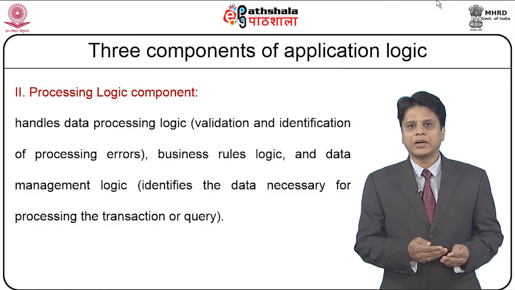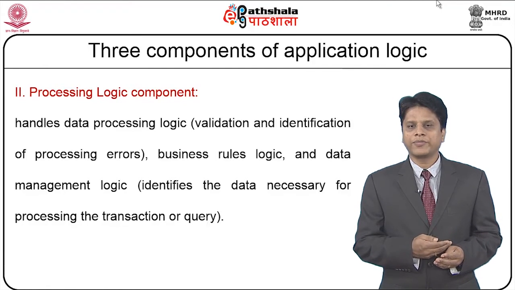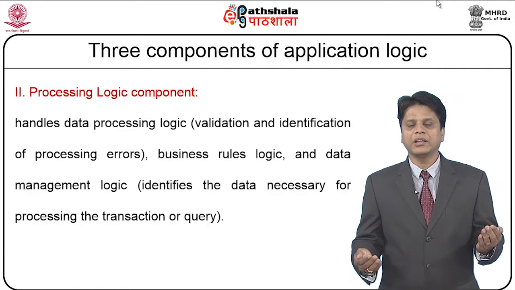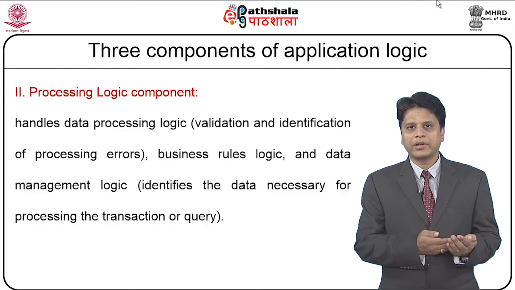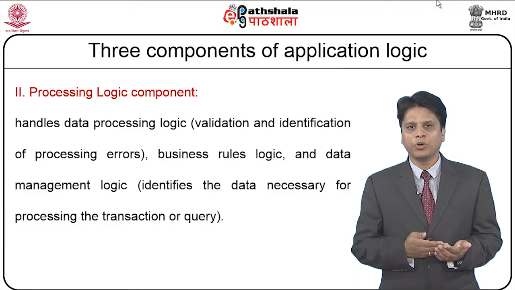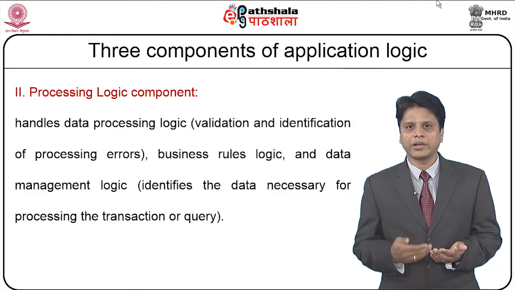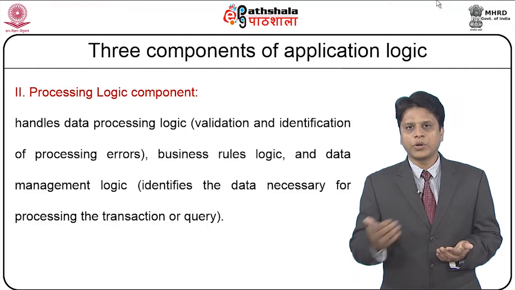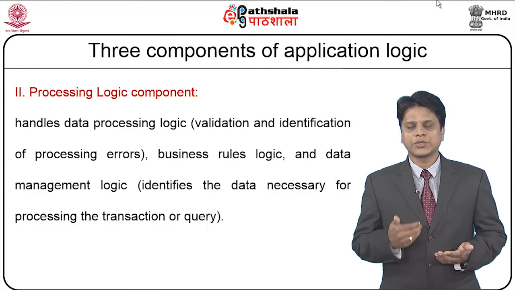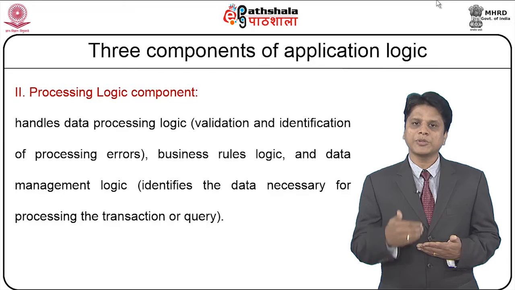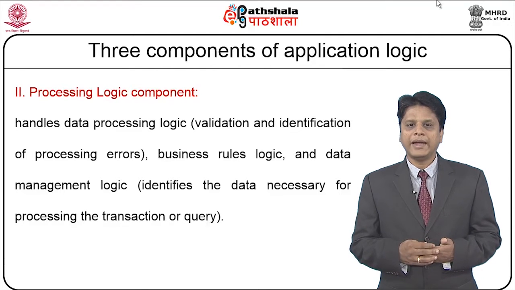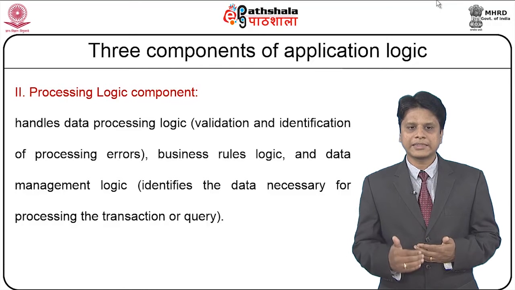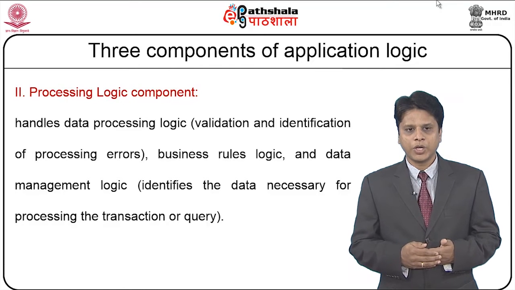Say I book a train ticket or a flight ticket. Although I give the source and destination, I also want return dates, but I want both tickets at an economic rate. So I may have to fix my budget, say the tickets to and fro should be within 10,000. That requires another logic, which becomes a purely business logic, and a data management logic which identifies the data necessary for processing the transaction or query.